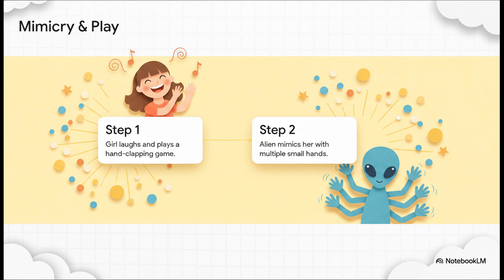This micro-interaction unfolds step by step to create such a heartwarming narrative. It starts with the girl laughing and initiating a hand-clapping game. Then, the alien mimics her movements with its multiple small hands. And mimicry is a fundamental building block of learning and empathy. By freezing this exact moment of play, the blueprint injects pure joy and kinetic energy into what is otherwise a static concept. You can almost literally hear the clapping and the laughter, can't you?